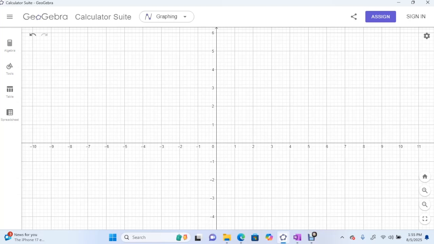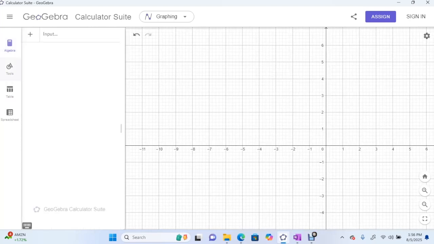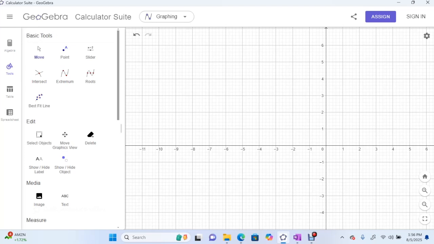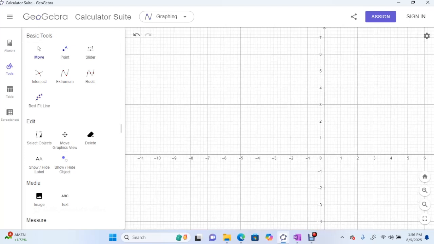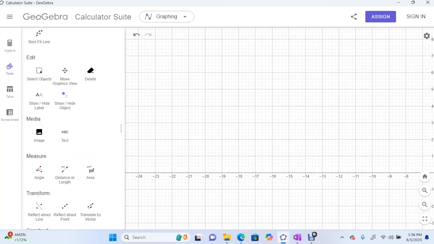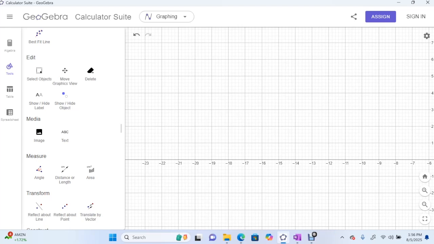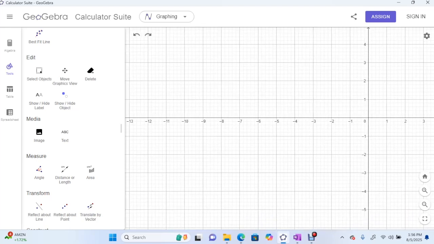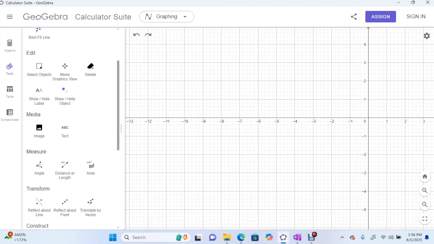The second sub question says we have to plot the points J, which is (2, 3). So I'll go under tools and then I'll pick the point. Let me undo that. Okay, let me go pick points here.